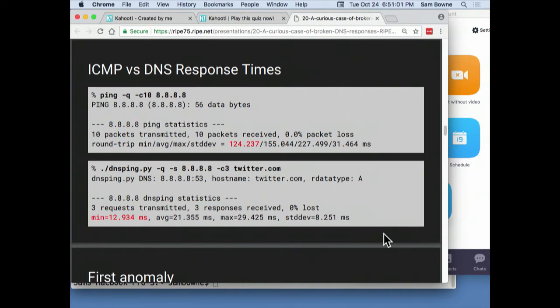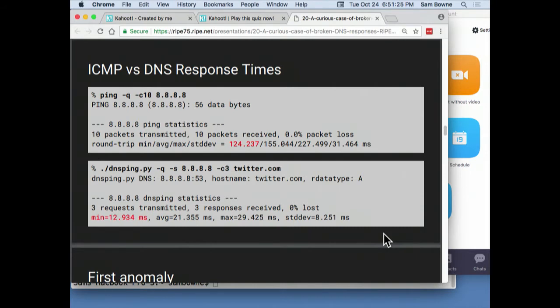So here he is pinging somebody, and it takes 124 milliseconds, but when he does a DNS resolution, it only takes 12 milliseconds. This is actually really important, and this came up with EFF. This means somebody in the middle is intercepting your DNS requests and answering them before they get to the real server. This is the man-in-the-middle attack, and there are a bunch of people that do this.